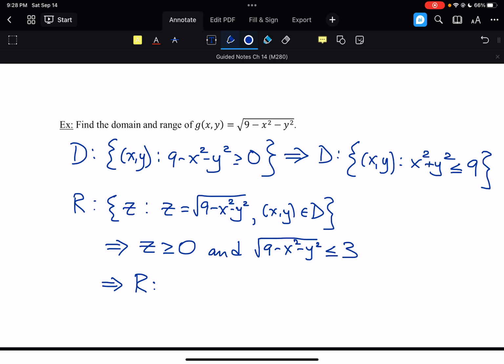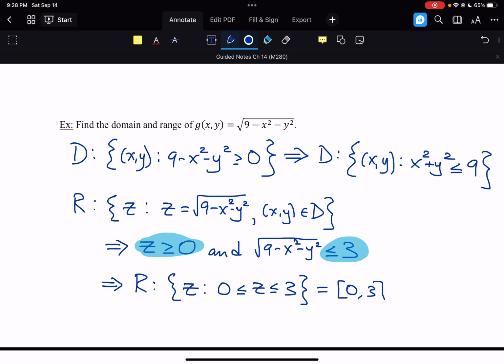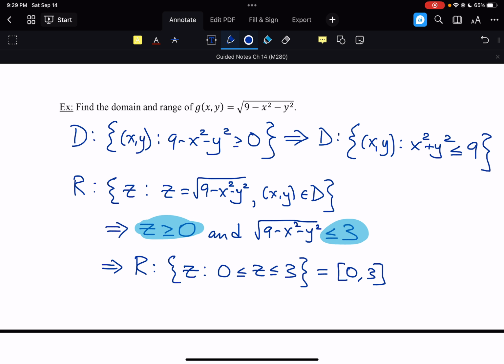So this gives us an updated range here, a little more specific range. So it's all z values such that they must be greater than or equal to 0, but they must be less than or equal to 3. So z is between 0 and 3. Or if you prefer interval notation, we have inclusive of 0, inclusive of 3, that interval from 0 to 3. Right? So there we have the domain and the range of that function.